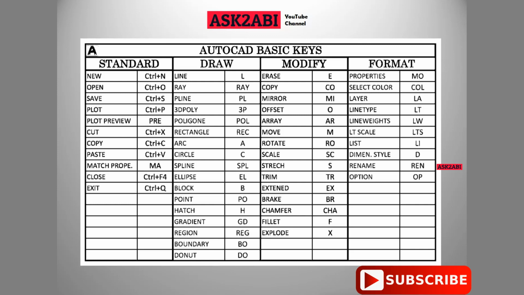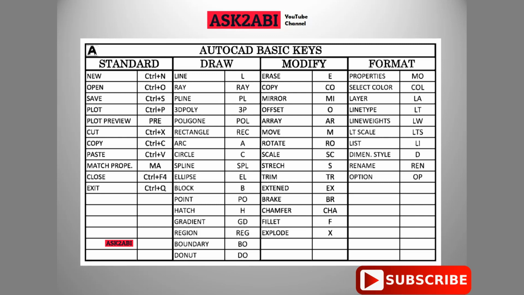So next we are going to see draw commands. For line you can use L. For ray you can use the RAY command. For polyline you can use PL. For 3D polyline you can use 3P. For polygon you can use POL, and for rectangle you can use REC. For arc you can use A. For circle you can use C. For spline you can use SPL. For ellipse you can use EL.